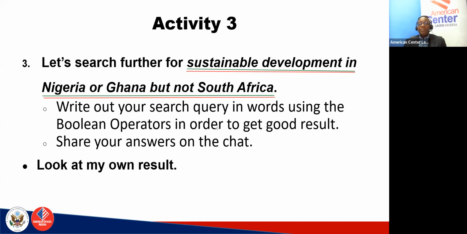All right. Since we don't have it, let me just go ahead. The keywords are sustainable development, followed by Nigeria, followed by Ghana, followed by South Africa. South Africa should be put in inverted commas like this. And sustainable development should be in inverted commas also.